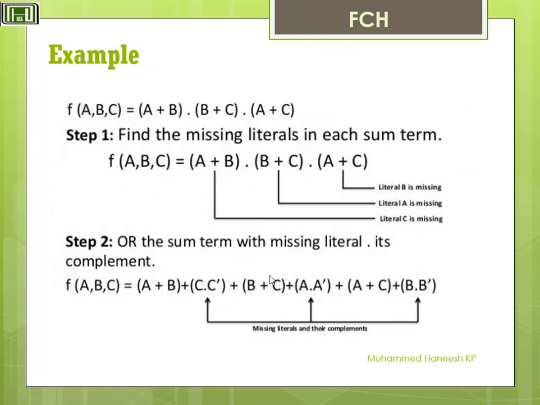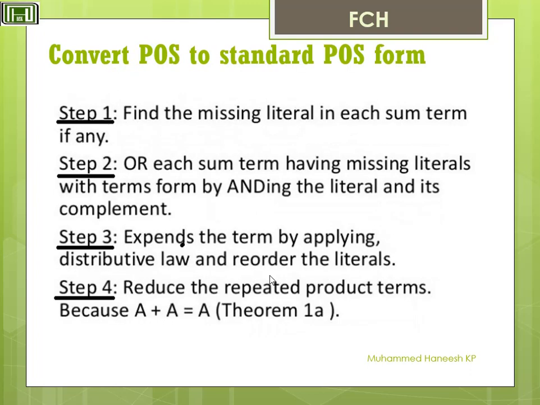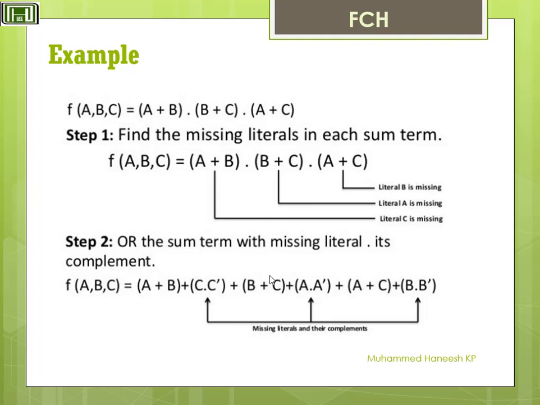Now here we have the example. This is a product of sums, that is POS. Now (A + B)(B + C)(A + C), we have this problem. First we find the missing literal. In A + B, C is missing, in B + C, A is missing, in A + C, B is missing. Now step 2, OR the sum term with the missing literal and its complement.